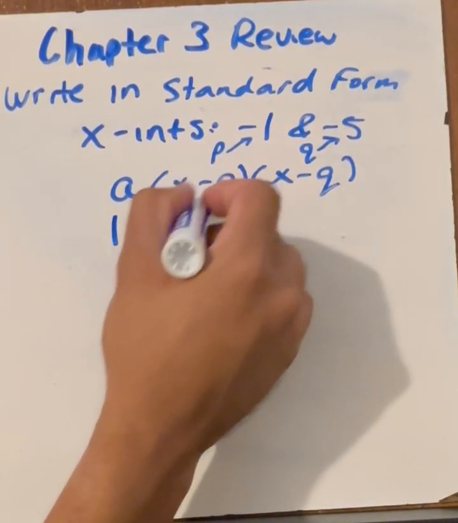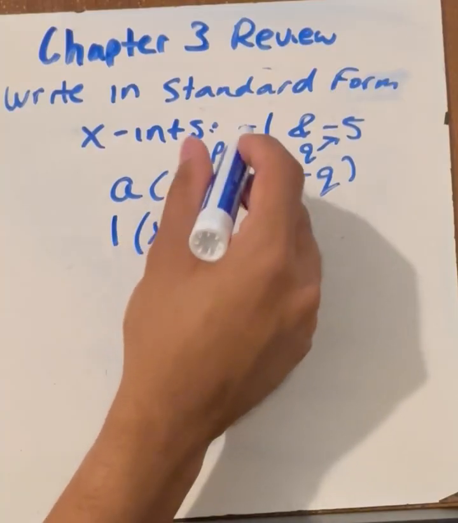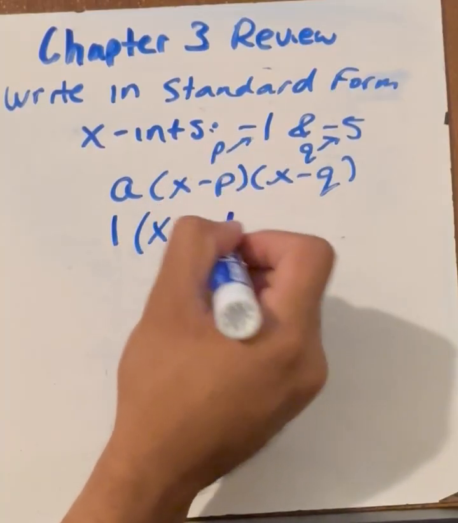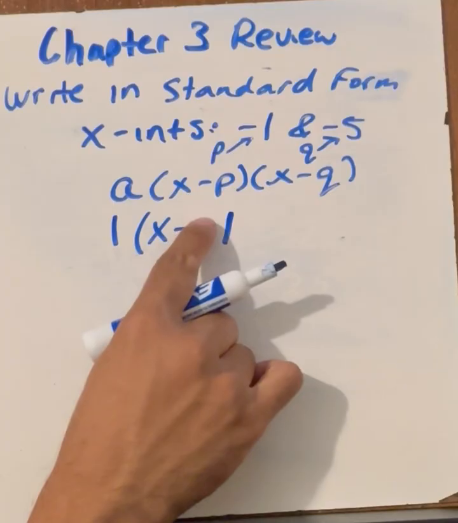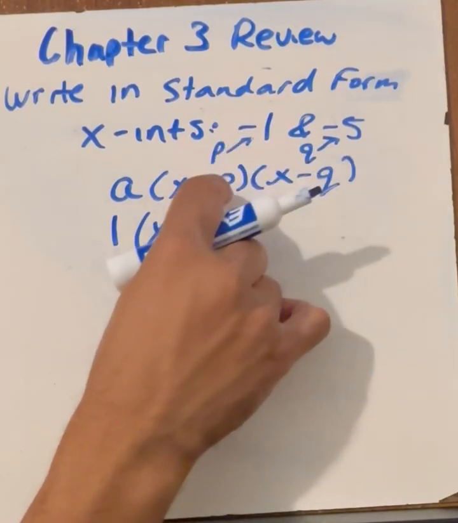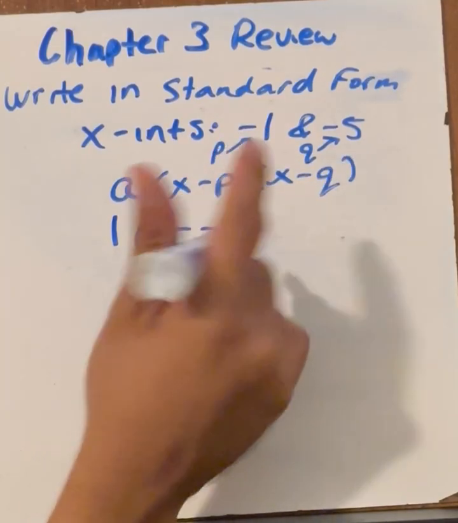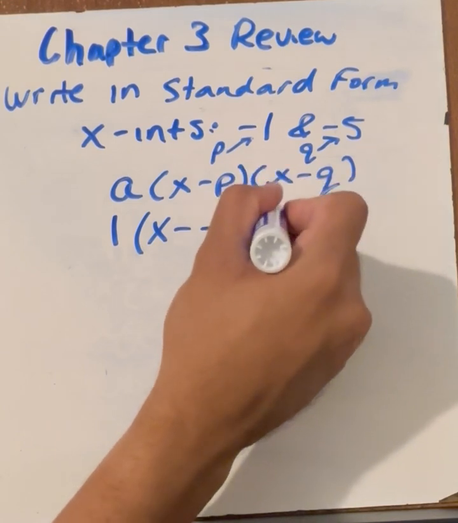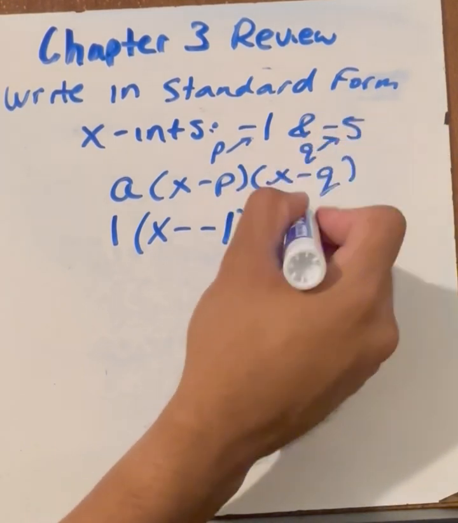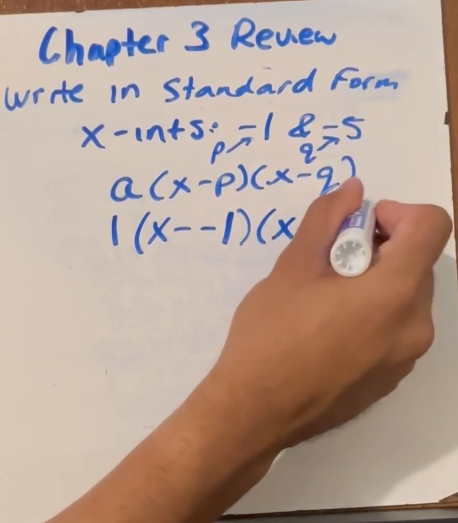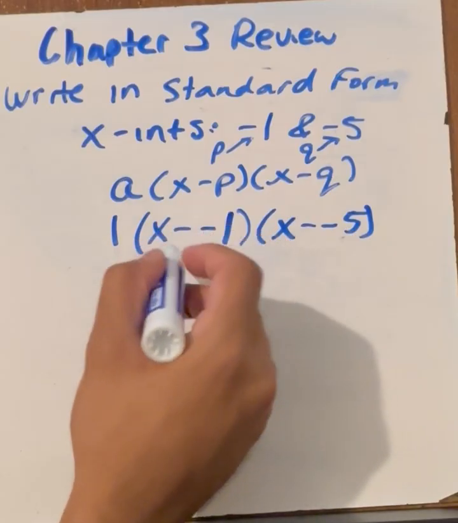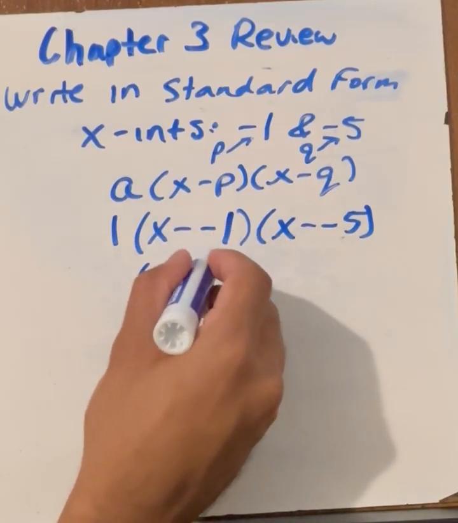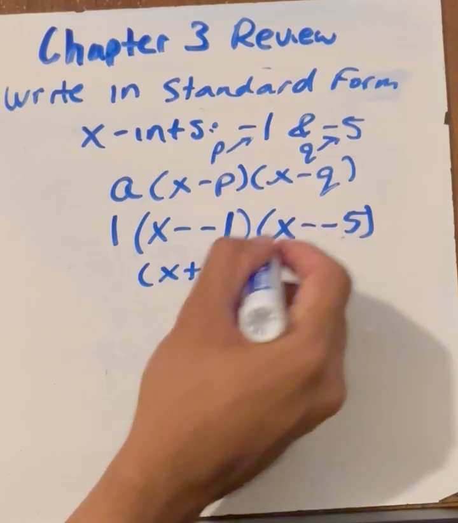X minus p. So x minus, and then write again that p is -1, so you're going to have to write x minus -1. Don't just write x minus 1, because we know that p was -1, so we're going to have 2 negative signs. Okay, and then x minus q. So x minus q is -5. Okay, so then again, x minus -1, this becomes x plus 1, double negative, and then x plus 5.